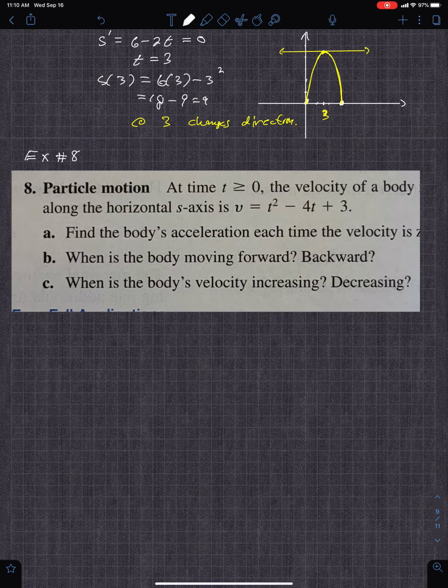Yeah, I did. Okay, at time t greater than 0, the velocity of the body, so like a particle, along the horizontal s-axis is v equal to t squared minus 4t plus 3. Find the body's acceleration each time the velocity is 0. When is the body moving forward, backwards? When is the body's velocity increasing, decreasing?